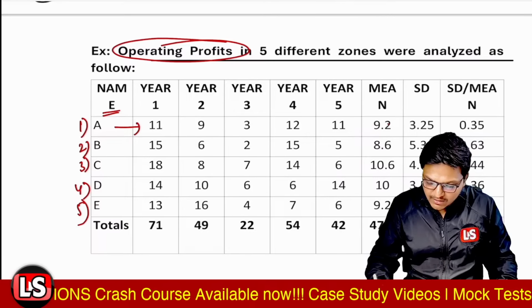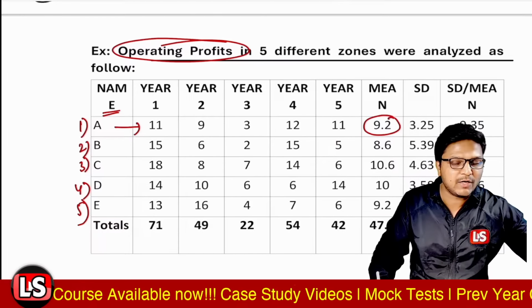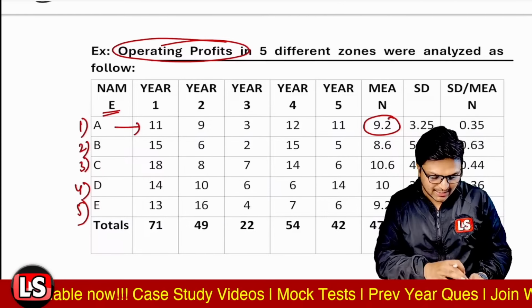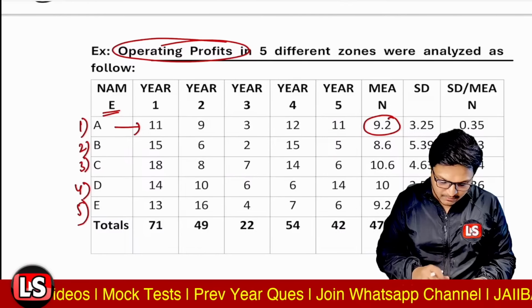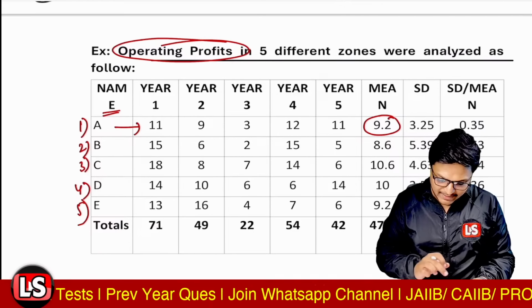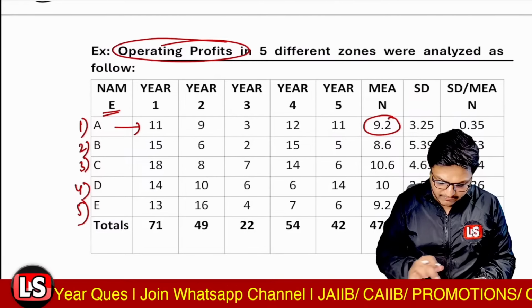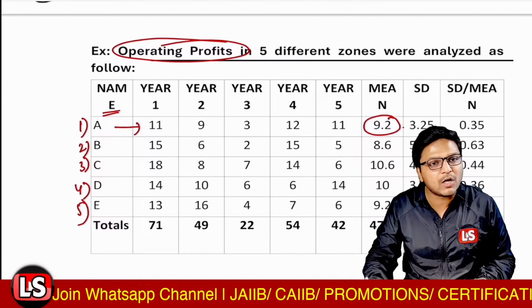And we calculated the mean. How did we calculate the mean? I'm just calculating it for the first line. It is equal to 11 plus 9 plus 3 plus 12 plus 11, divided by 5 because there were 5 years, so it is 9.2. That is how we calculate it.